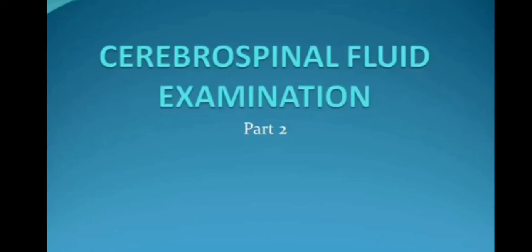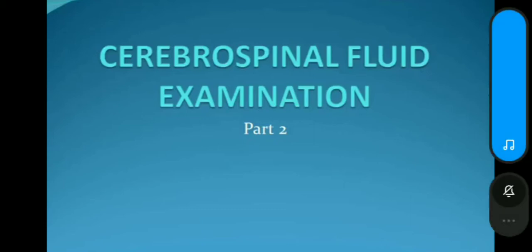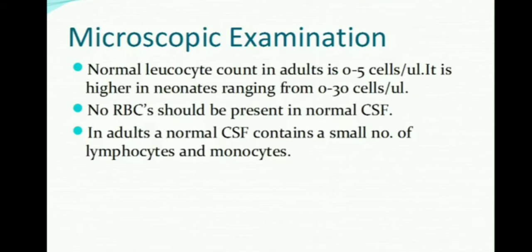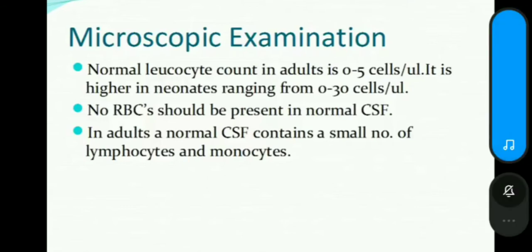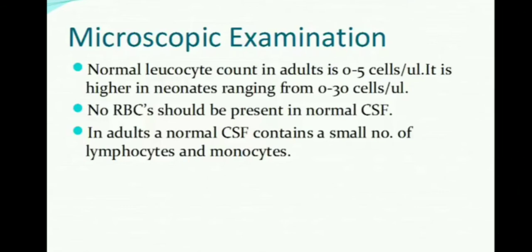Examination. In this video, we will understand the microscopic examination and the biochemical examination of CSF. In the microscopic examination, the normal WBC count in adults is less than 5 cells per microliter, and it is higher in neonates, where it ranges from 0 to 30 cells per microliter. Ideally, no RBCs or neutrophils should be present in normal CSF. Only a small amount of lymphocytes and monocytes can be present.